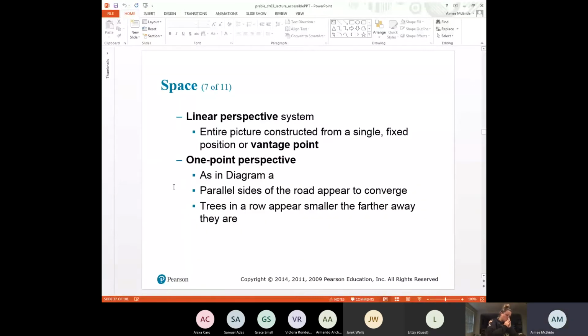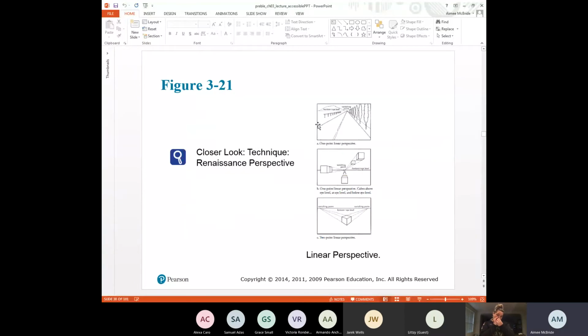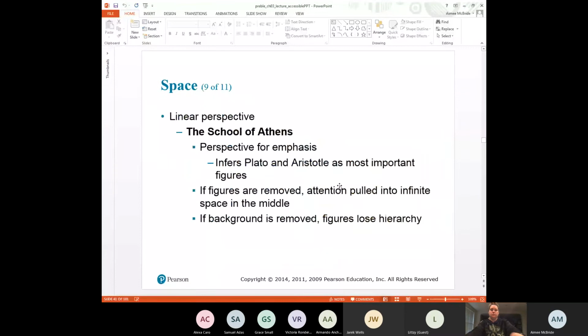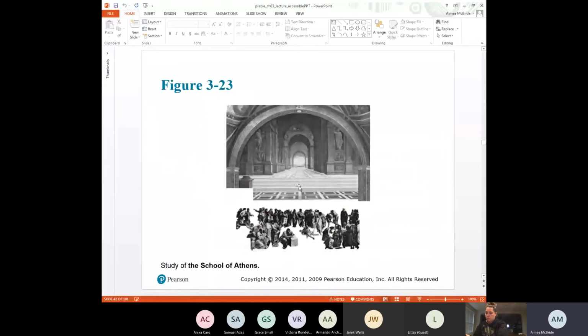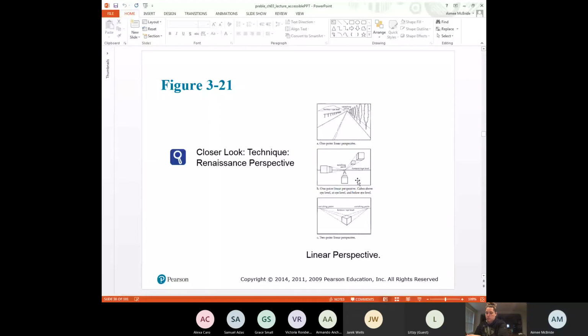So before we get into this, let me just show you an example. Let's just go forward a little bit. I thought it had it. Maybe it doesn't. So we'll look here. So this is just a small picture of a road.